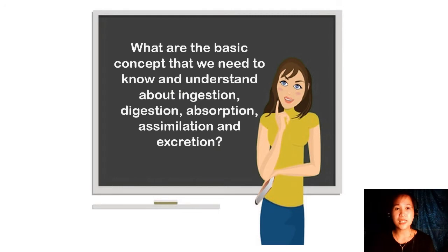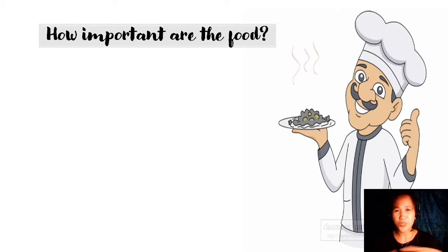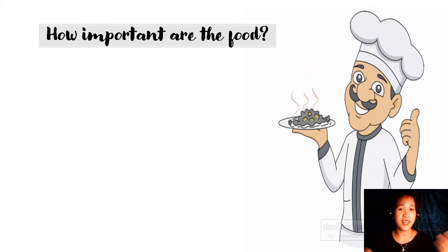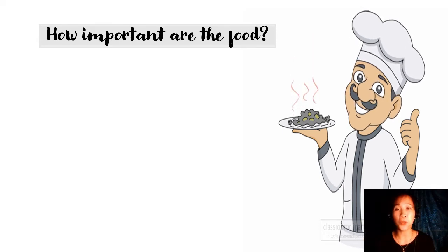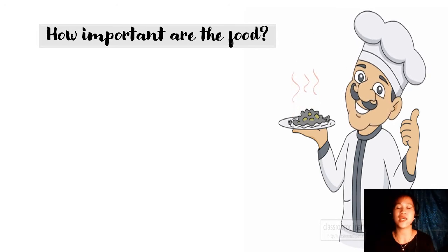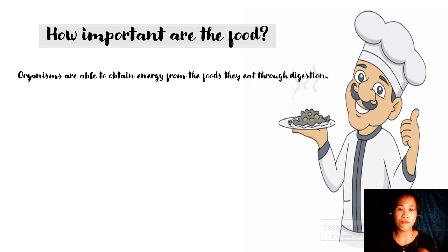What are the basic concepts that we need to know and understand about ingestion, digestion, absorption, assimilation, and excretion? As we all know, food is life. Food plays a central role in the survival of species. Food gives organisms energy that enables them to carry out the many activities they do each day. Organisms are able to obtain energy from the foods they eat through digestion.